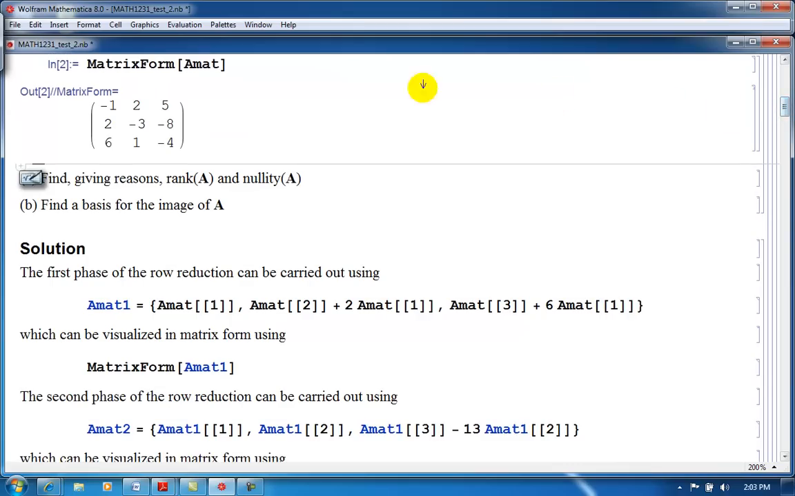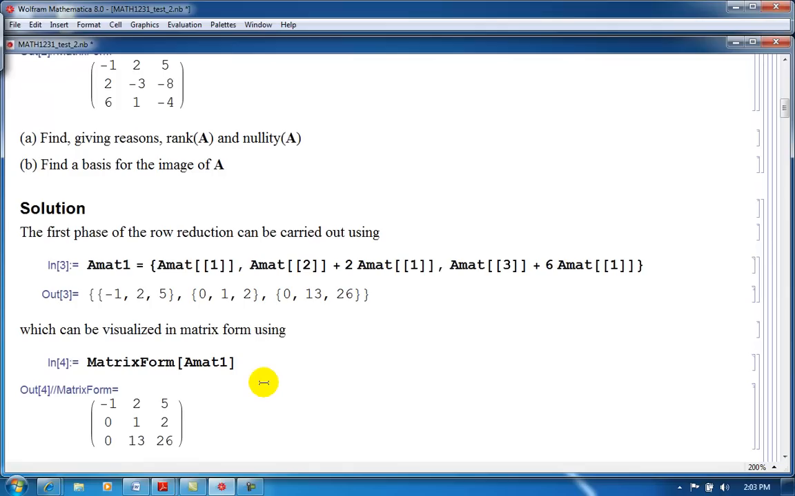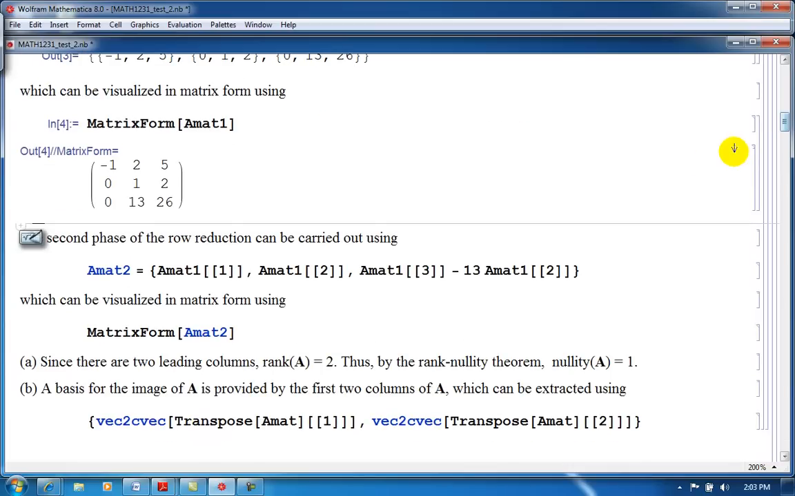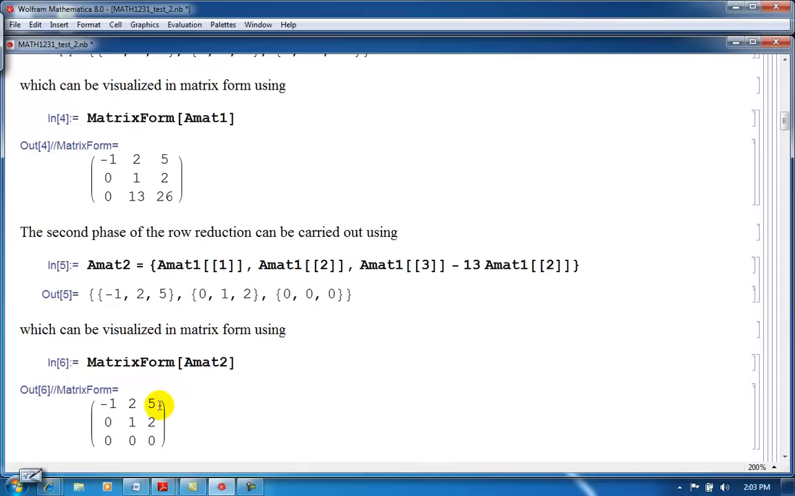So what we need to do is to add twice the first row to the second and 6 times the first row to the third, and we can do that using that and view the result using that. And we can see we've got zeros here down the first column, and now we do the second phase. So we want to subtract 13 times this row from the third row, so we can do that using that and view it using that, and we can see we've got a row of zeros in the bottom here.